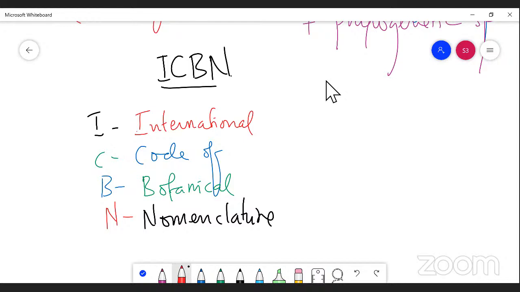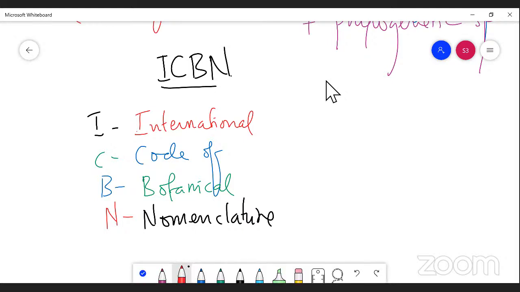It is the assigning of names for an individual on a scientific basis. That is called ICBN. Actually, it is naming a plant on a scientific basis. It is a system of naming plants on a scientific basis. In another way, I can say ICBN is simply a process of naming a plant on a scientific basis. So that is called the International Code of Botanical Nomenclature.